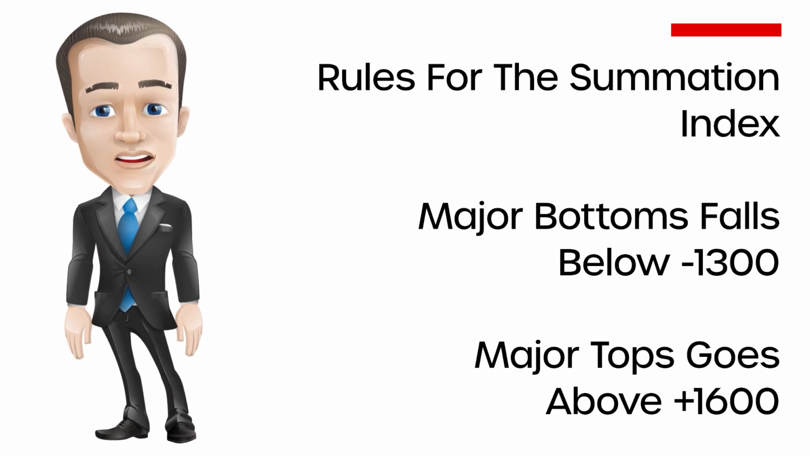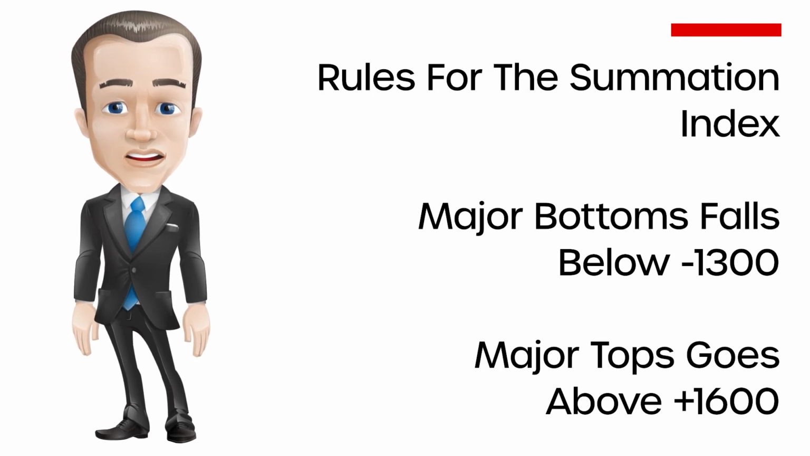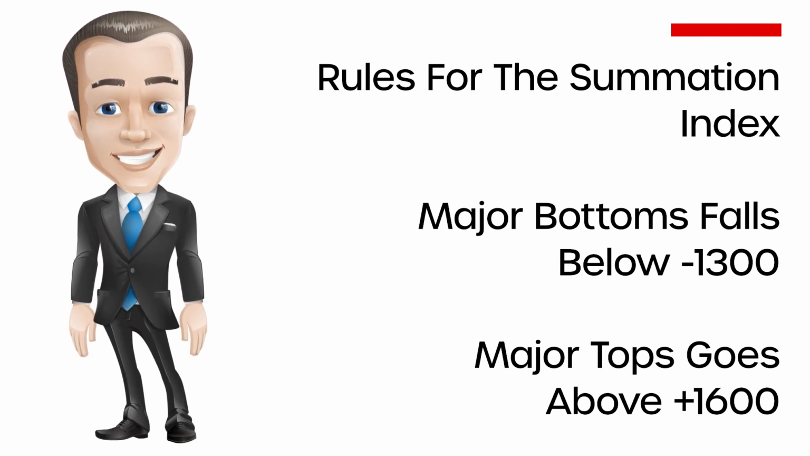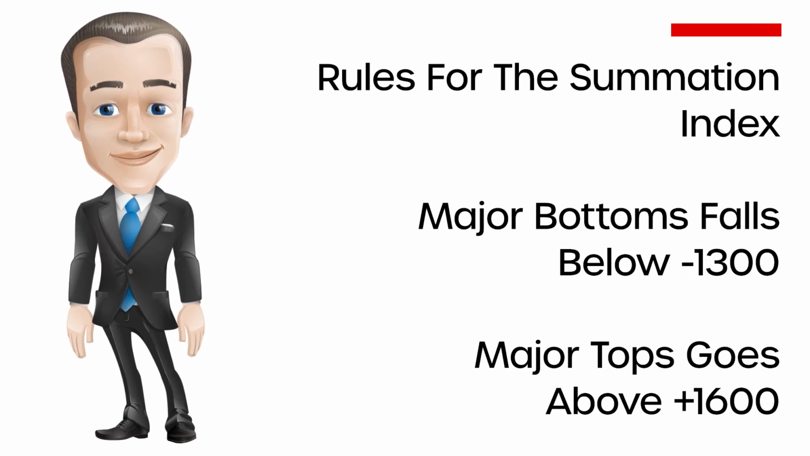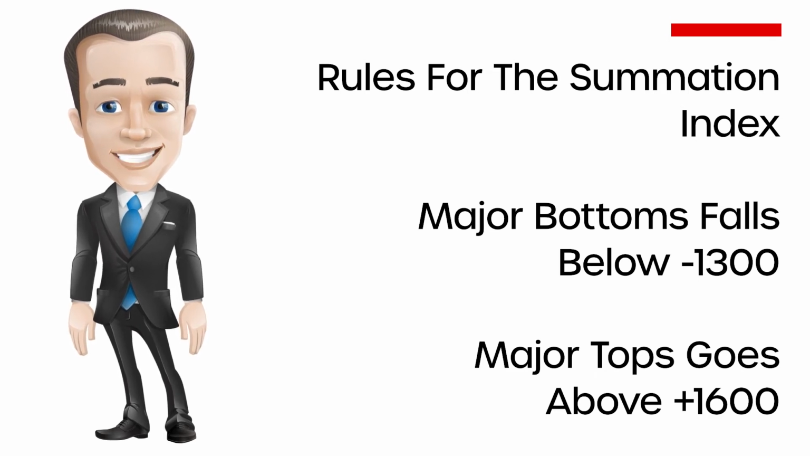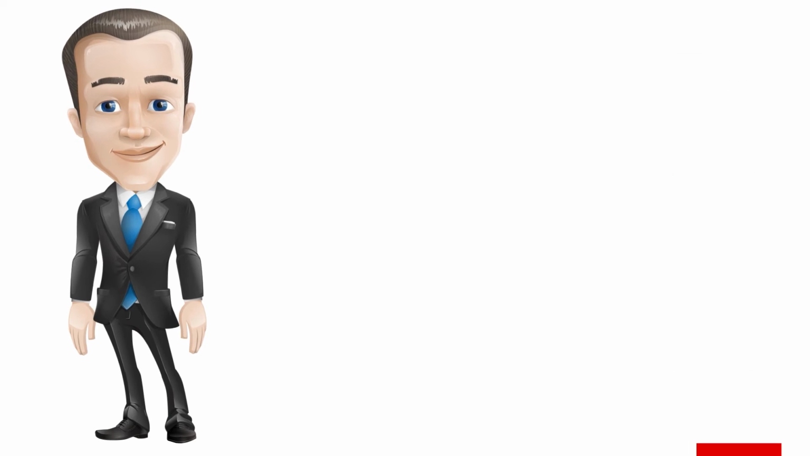The McClellan Oscillator is a market breadth indicator that is based on the difference between the advancing and declining stocks on an exchange, such as the Nasdaq exchange, while the McClellan Summation Index is a market breadth indicator that is a cumulative index of the McClellan Oscillator. In other words, the McClellan Summation Index is a running total of the McClellan Oscillator values.